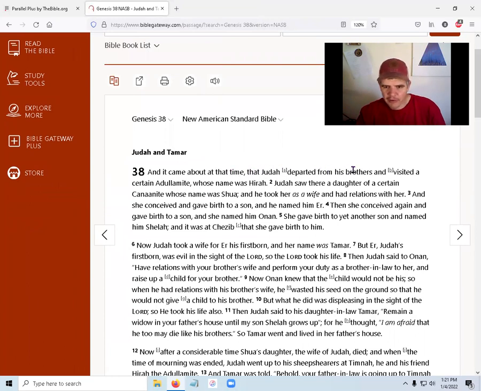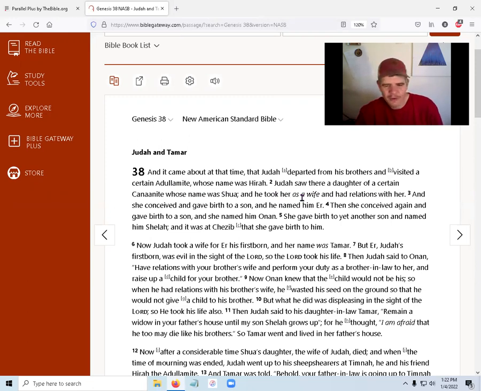It came about at that time that Judah departed from his brothers and visited a certain Adullamite whose name was Hira. He's an Adullamite. I guess he's from Adullam. Anyway, Judah saw there a daughter of a certain Canaanite woman whose name was Shua. He took her as a wife, had relations with her, and she conceived and gave birth to a son, named him Er. Judah had a son with a Canaanite woman.